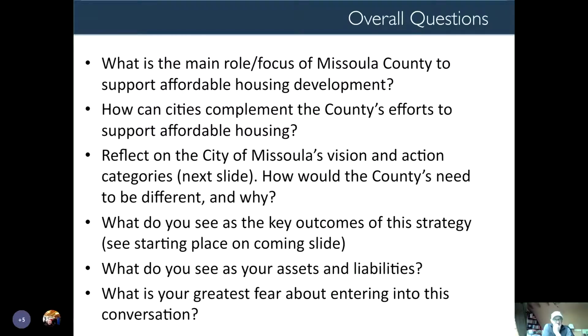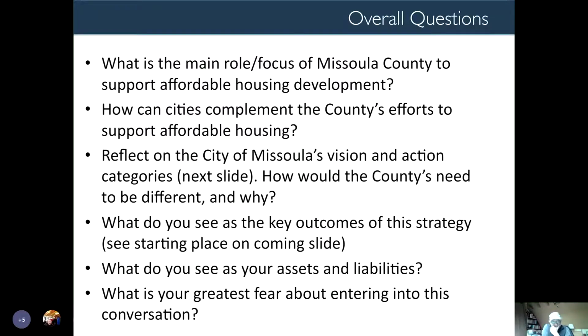How the cities and the city of Missoula can complement your efforts. I really liked the city of Missoula's vision and action categories. And if we can get there, I'll flip forward so that you can take a look at them. I think it would be nice to have some alignment, but it might not be 100% aligned. So we'd like to have you take a look at those and see what would need to be different and why. We want to get very clear.